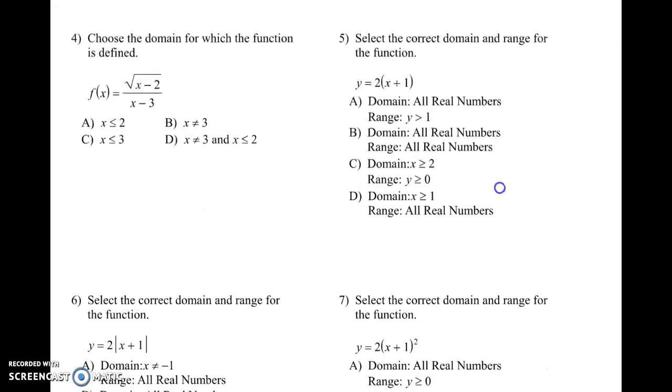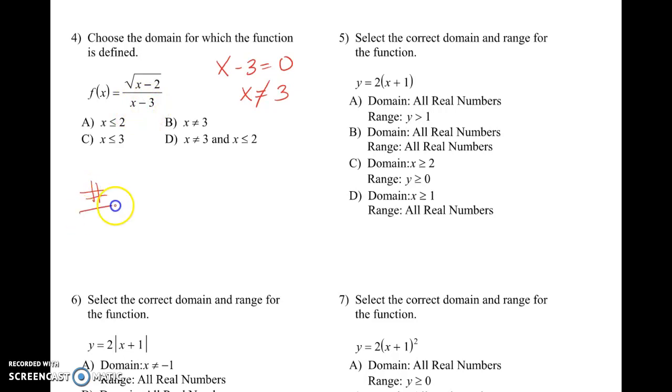All right, let's look at 4 and 5. So 4 says, choose the domain for which the function is defined. Now, we need to remember a few things. Anytime I see a fraction, I should know that my denominator cannot equal 0. If x minus 3 equals 0, then I know that x cannot equal 3. So if x equaled 3, we would have 3 minus 3, which is 0, and you can't have anything divided by 0. That's undefined. So just based off of this, I know that it's not this and it's not this. So it's either going to be B or D.